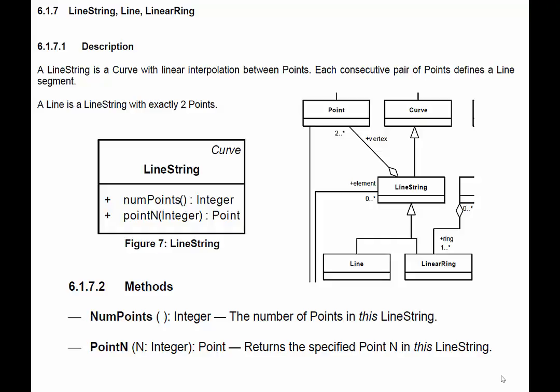So a line string has methods: the number of points in the line, and we also have a way of getting each point out of our line. So it returns a point based on, we know how many points there are, we can go, give me point 1, give me point 2, give me point 3. Okay. So that's a line string, a set of points linear between them.